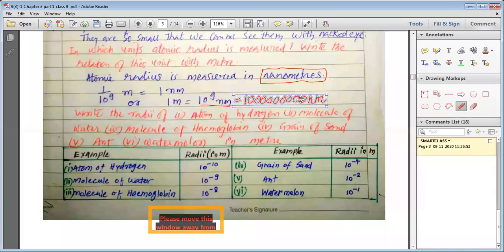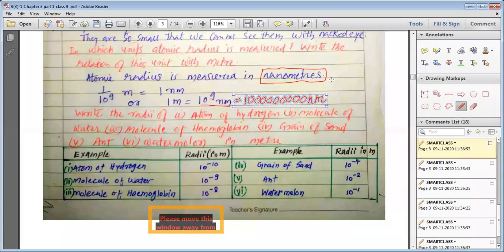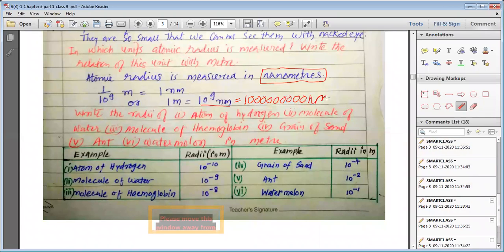This is a big number. And 1 meter is the length of your two hands. Your two hands, if we combine, it is the length of 1 meter approximately, not sure, but this is what we can understand. तो बच्चों, ये एटम्स बहुत छोटे होते हैं और उनकी जो रेडियस है उसको नैनोमीटर में मेजर किया जाता है. Next question.